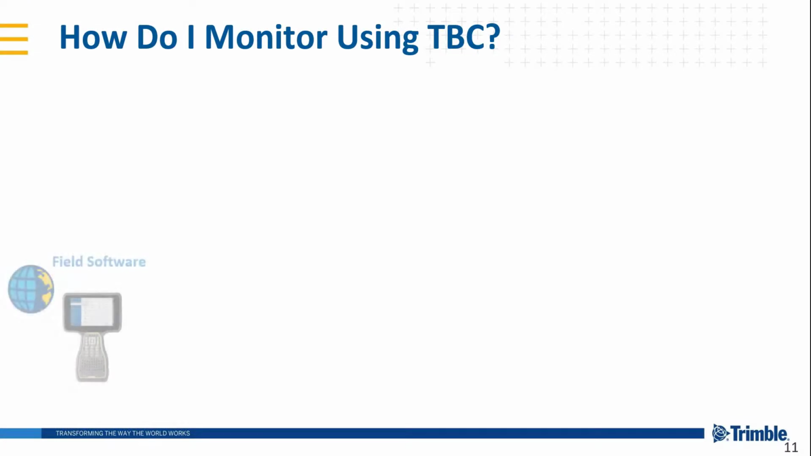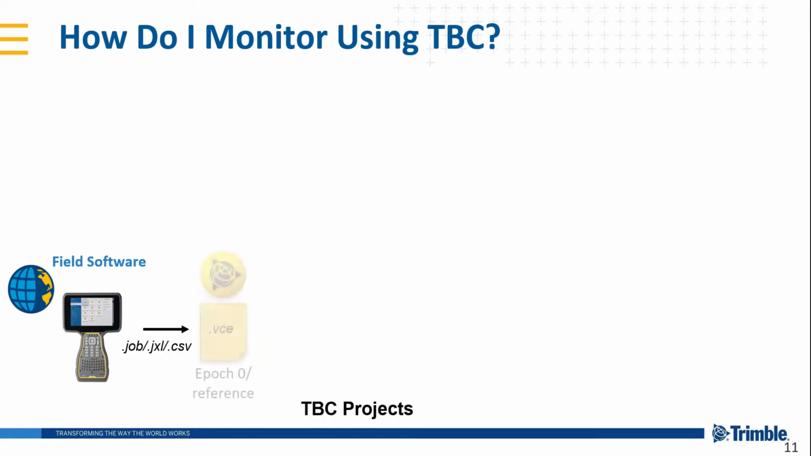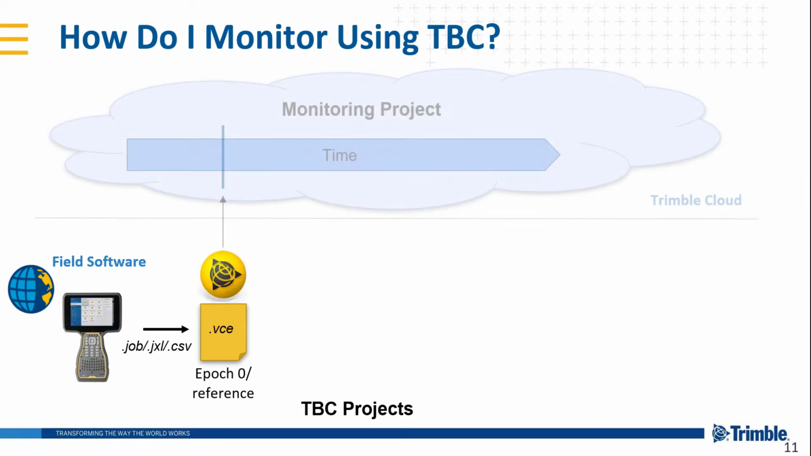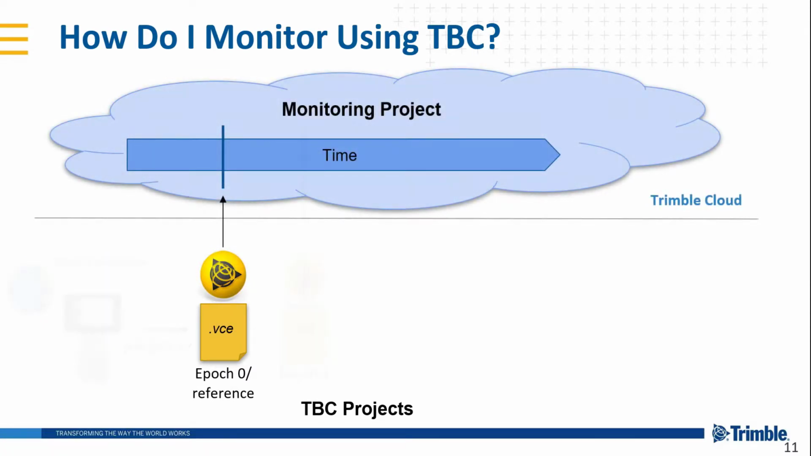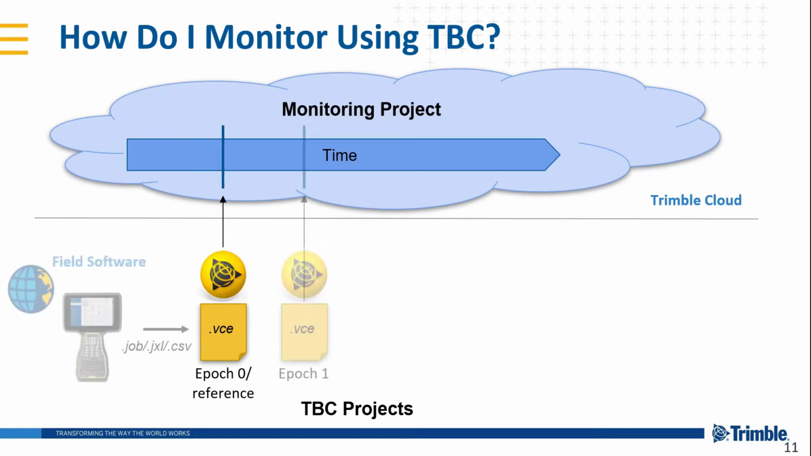The TBC monitoring module works first by the data being collected in the field with the field software such as Trimble Access. That data is then imported via a job or a GXL file or even a generic CSV ASCII file into a new TBC project. That TBC project is saved as a VC file, and we consider that our first epoch 0, or the reference, or also baseline. That is then synchronized to the monitoring cloud project based on that timestamp of data.